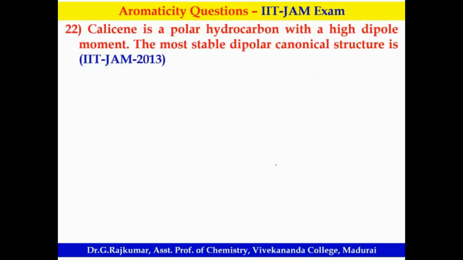Calicene is a polar hydrocarbon with a high dipole moment. The most stable dipolar resonance structure. JAM 2013 question. They are asking for its most stable resonance structure. So this is the structure of calicene. Where will the displacement of electrons go?